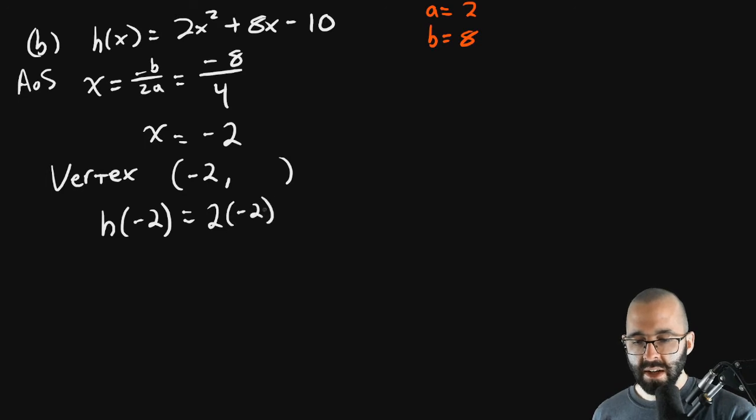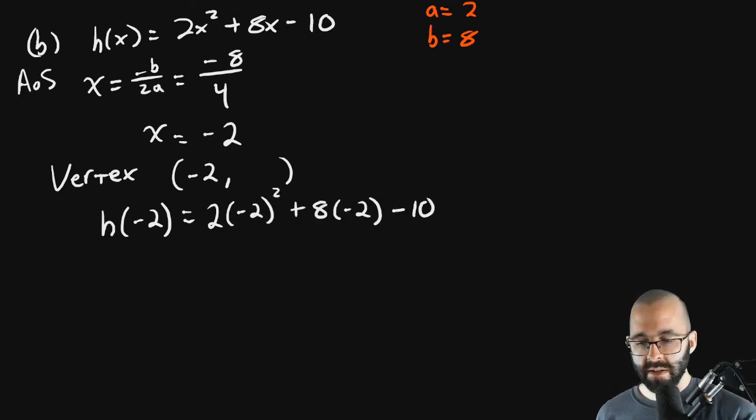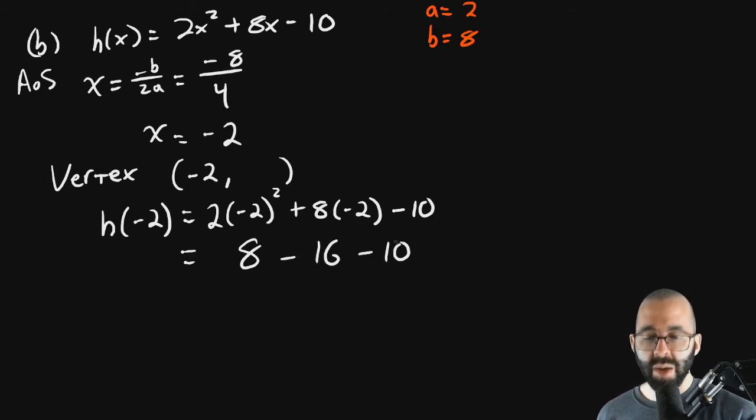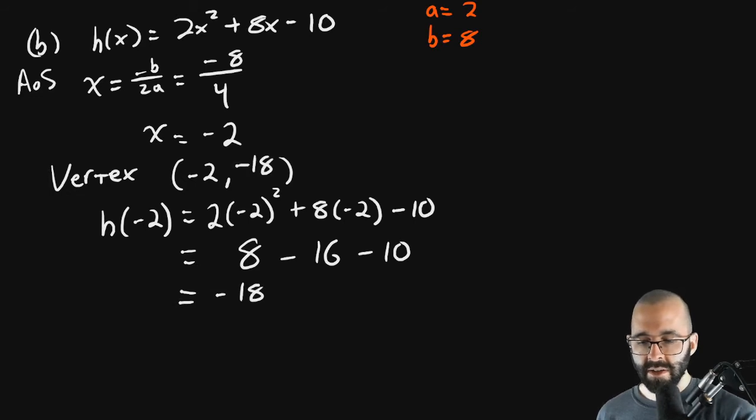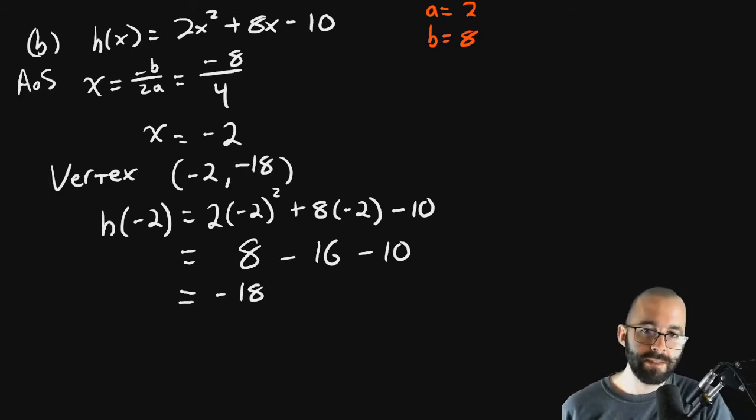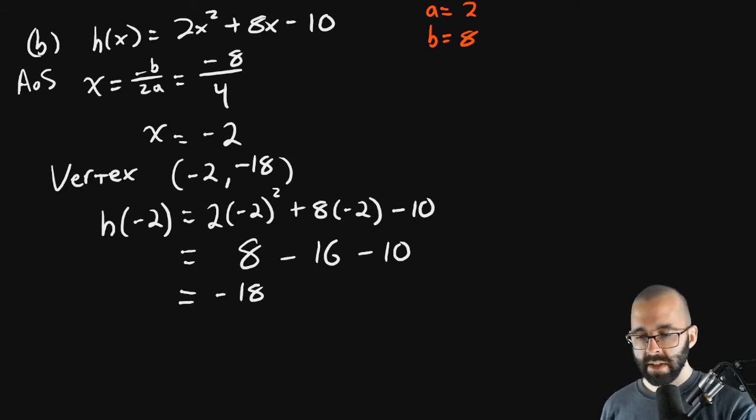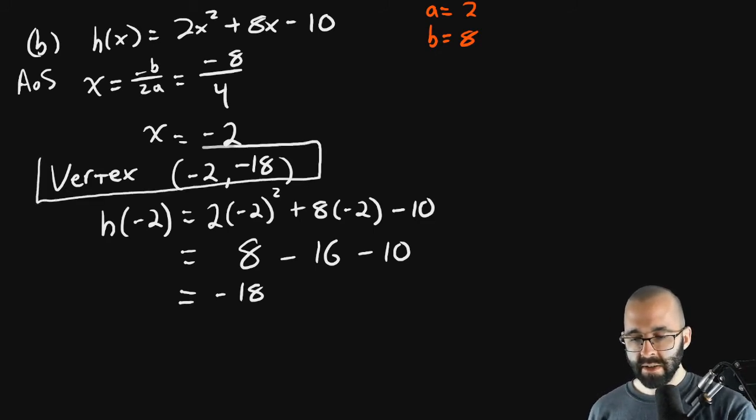So it's 2 times negative 2 squared plus 8 times negative 2 minus 10. This becomes 2 times positive 4. It's positive 8. All right, what if I did at least one step? 8 minus 16 is negative 8. Minus 10 is negative 18. The vertex is pretty low this time. So that's one thing we needed.